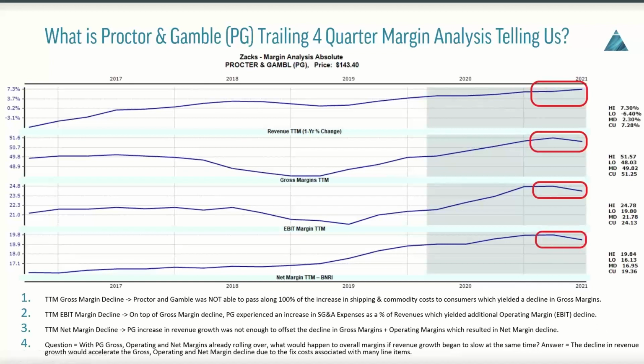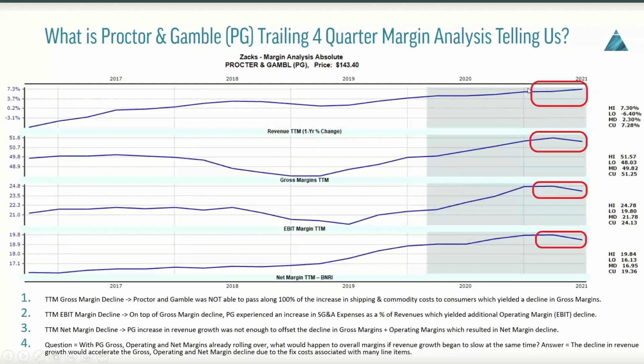Okay, so the question we have to ask with Procter and Gamble is with gross, operating, and net margins already rolling over. Again, this is something that we don't want to see. What would happen to basically the overall margin picture if that revenue growth began to slow at the same time? So very similar to the question that we had of Mondelez as well. And obviously the answer would not be good, right? The margin erosion would accelerate the further we go down the income statement. That is simply due to the fixed costs involved with many of those line items.